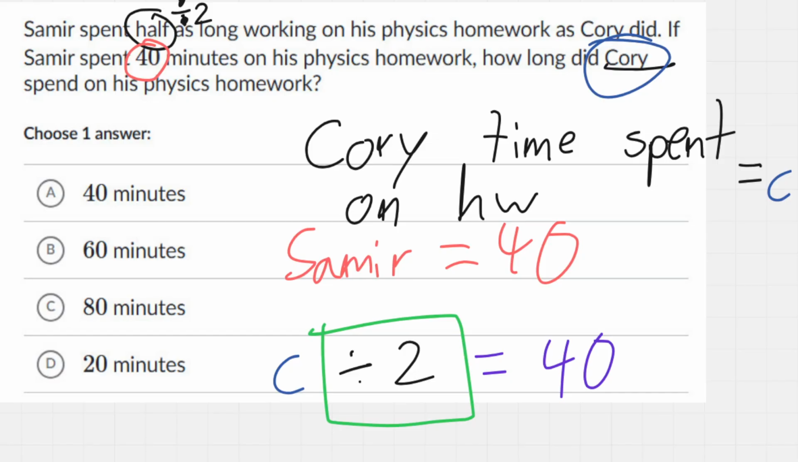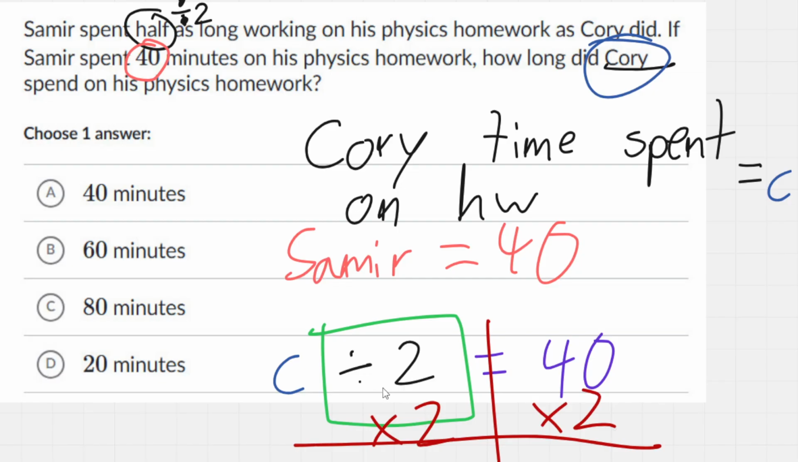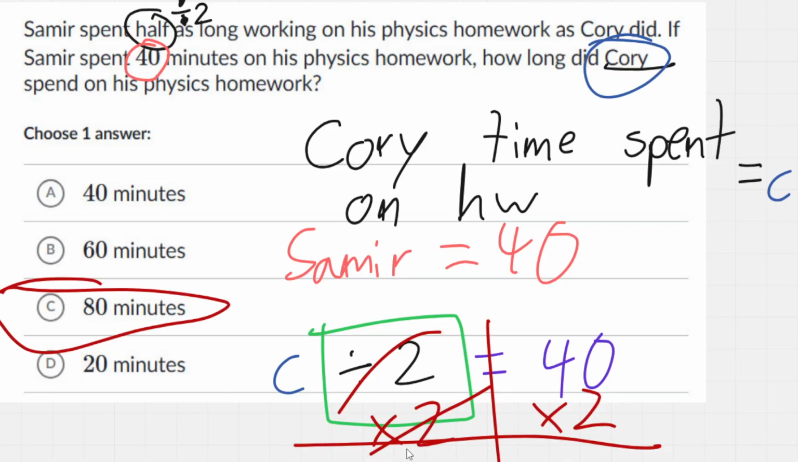All you got to do, I like the little red, different color, is multiply both sides by 2. I'm simply doing the inverse of both. I can cross this out. And then my answer, 40 times 2, would simply be 80. Corey spent 80 minutes studying because Samir spent only 40. And Samir spent half as long, or Corey spent twice as long, rather.